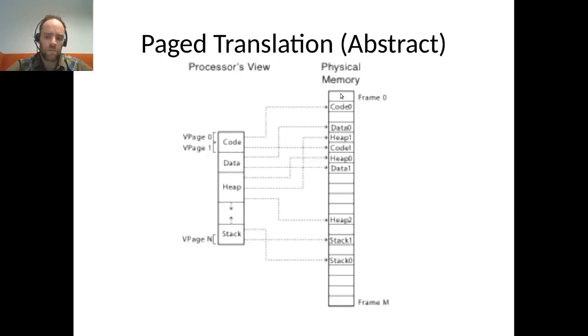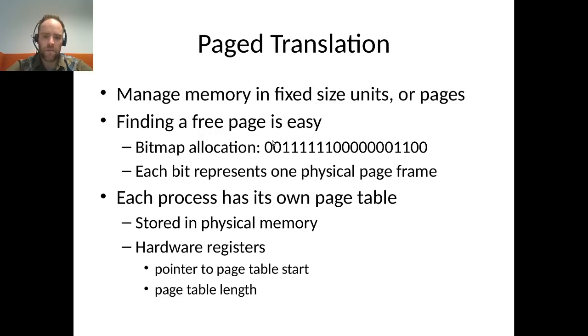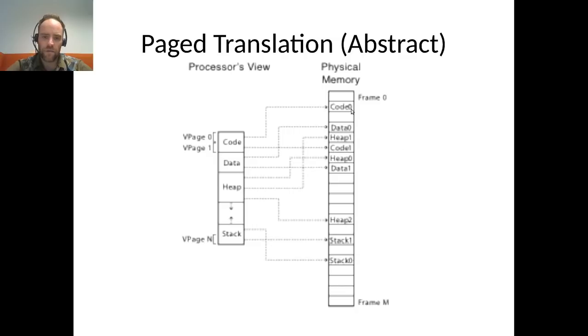The other thing I wanted to point out was that we have this bitmap allocation, and so we can easily see the free pages here. So this is all free memory, and since each page is the same fixed size for all processes, when you have an operating system using paged translation, all pages are the same size, and they are also a power of 2. Yeah, page 382 talks about this.